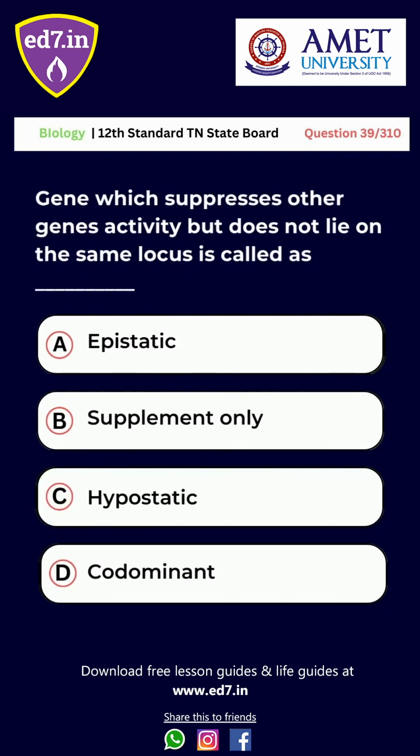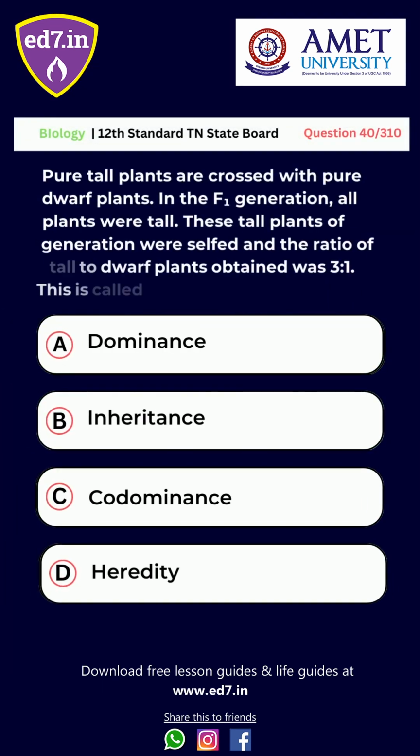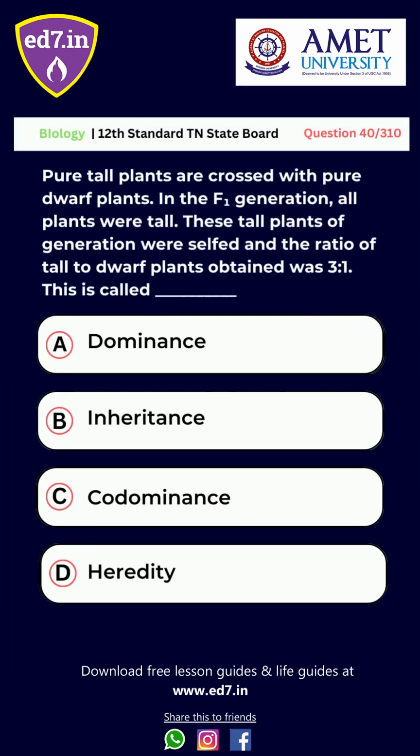Question number 39. Gene which suppresses other genes' activity but does not lie on the same locus is called as option A, epistatic. B, supplement only. C, hypostatic. D, codominant. And the right answer for this question is option C. Hypostatic.